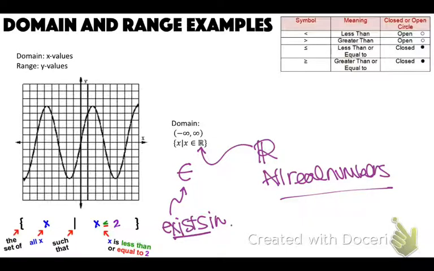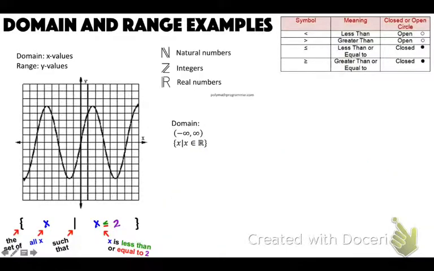Okay, and then our range here. N means natural numbers, Z means integers, R means all real numbers. Our range here is -5 to 5, inclusive for both of them. And then we know y is greater than or equal to -5 and less than or equal to 5. So we could write that as -5 is less than or equal to y is less than or equal to 5. So that's going to be y such that y is greater than or equal to -5 and less than or equal to 5.